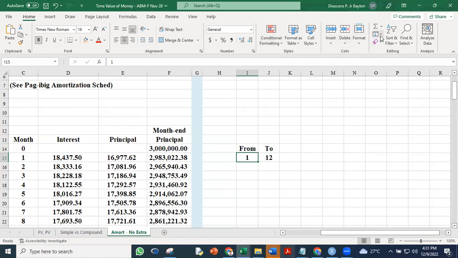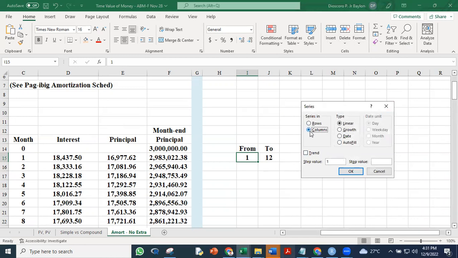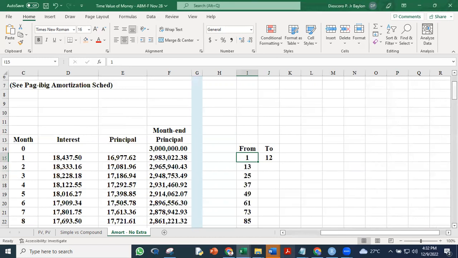Let's create a series here, in the columns, and the step value is 12. So we will keep on increasing this by 12 up to the last period, which is 120 months. So that will be 109 up to 120. 109 to 120, that will be 12 months, right? So we can see here.